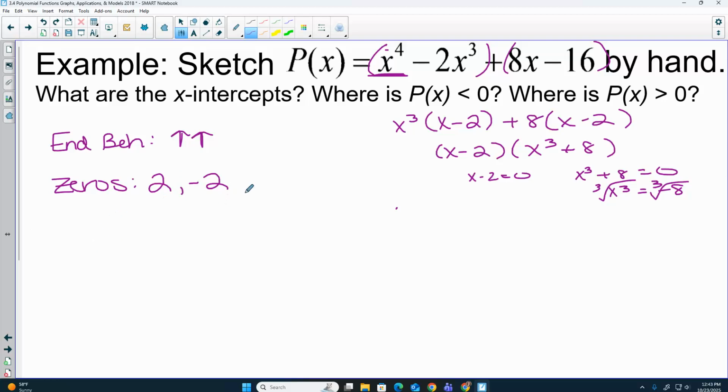So will our graph bounce or go through at those? Remember, it's based off the multiplicity, so those multiplicities are just 1. 1 is odd, so it will go through both of them. How do we find a y-intercept? Plug in 0 for x. So you can do the original or the factored one. What do we get? All my x's are 0.